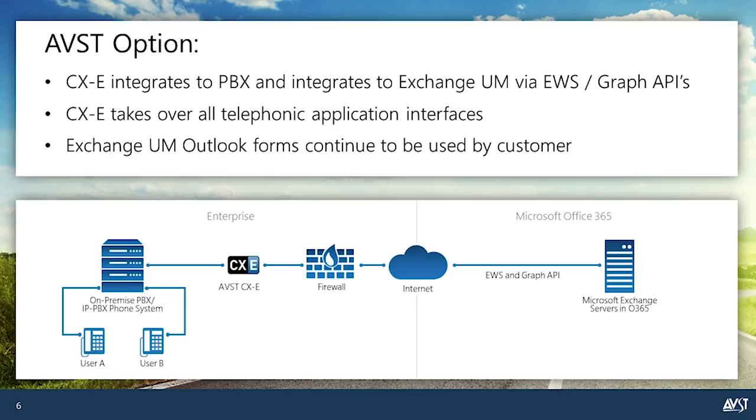So an Exchange customer already has the Outlook forms deployed and installed on their users' desktops, such that those users can utilize the functionality provided by Microsoft. That piece can stay the same, so when they play a message, it's still played via that Microsoft provided form, but anytime they use the telephone, that's AVST provided. So it's really a best of both worlds, where all the telephony applications and interfaces provided by CXE are available to the customer, but they can continue to use the familiar Outlook interface that they've been using as a user of Exchange.